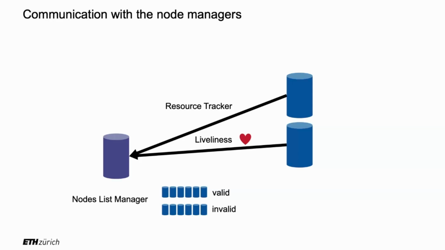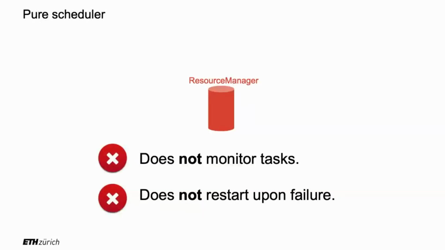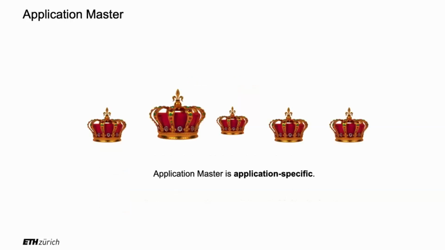So by now, this shouldn't surprise you anymore, right? And the resource manager knows exactly what node managers are alive, how much memory they have, how many CPU cores they have. The resource manager couldn't care less about monitoring the tasks. Once it has delegated to the application master, it's done, right? So it doesn't restart anything if it fails. That is also the job of the application masters to do that, right?